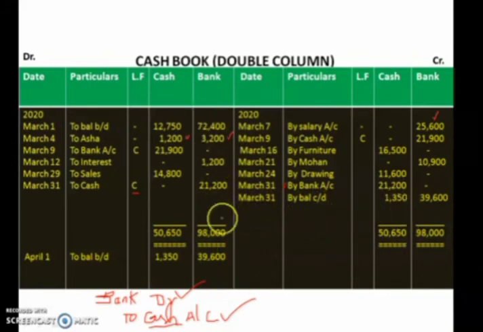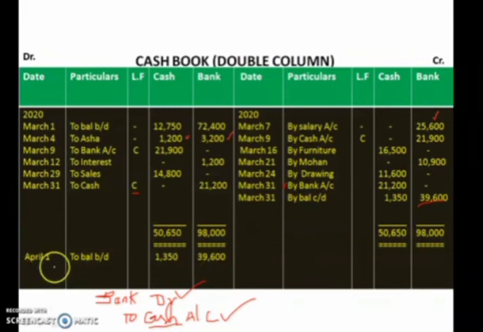Next is bank balance. When you make total of bank side, you will get 98,000 on the debit side. But your credit side will be short by 39,600. So first you make total of debit side, then you subtract it from the credit side. You will get difference of 39,600 that you will write on the credit side and make a total equal in both the sides with 98,000. Okay, so this is how you will close this account.